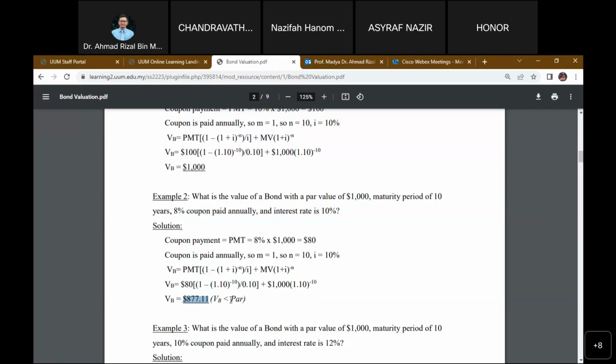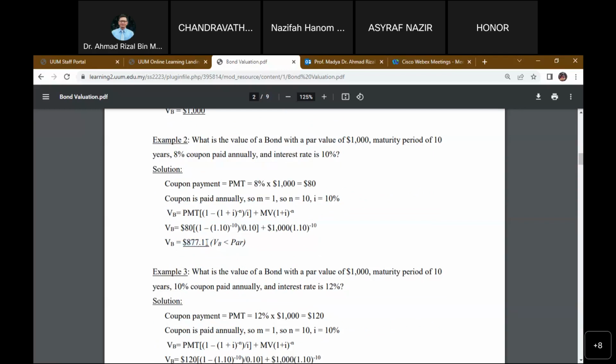As an investor you say, okay, I would tolerate the 8% coupon rate because the bond is issued at a discount. I can purchase it at a much cheaper price compared to the par value, 877. Why is this important? Why is this attractive? This 877 here. Because later on at maturity, you will get the par value in full, the 1000 maturity value at the end.